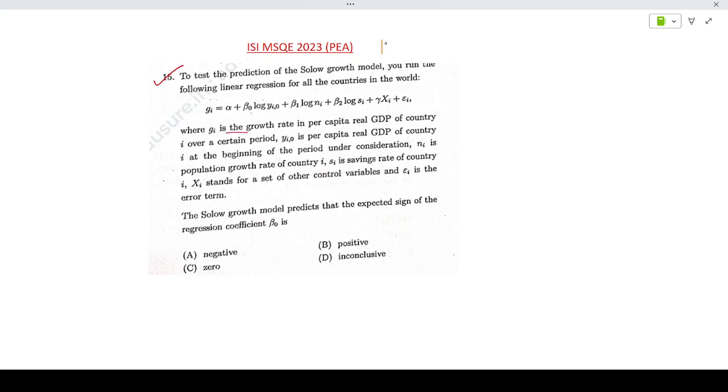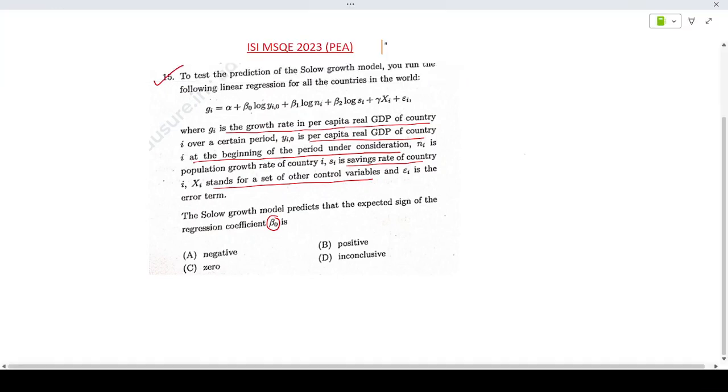Gi is the growth rate of per capita real GDP of the country i over a period. Yi naught is the per capita real GDP of the country i at the beginning of the period under consideration. Ni is the population growth rate of the country i, Si is the savings rate in the country, and Xi denotes the set of all other control variables, and epsilon i is the error term. The Solow growth model predicts that the expected sign of the regression coefficient beta naught is what? Positive, negative, 0 or inconclusive.